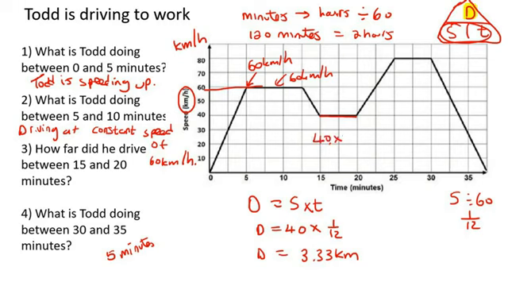So you would have said 40 times 5, and then that would have meant he's driven 200 kilometers. But he's only driven 3.33 kilometers. So you got to be careful.